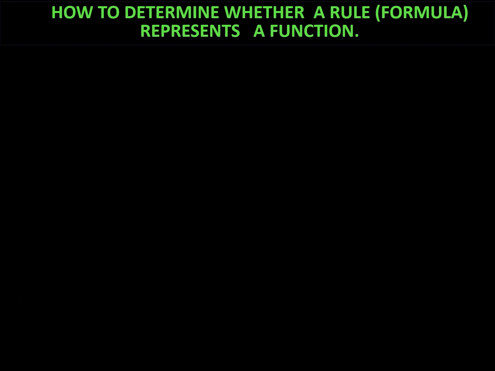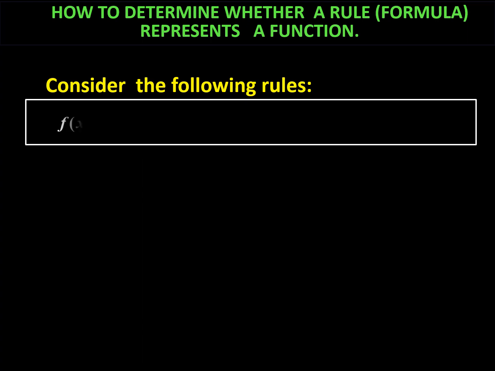Now we're going to look at a few rules to determine whether each rule would represent a function or not. Look at the first one. f(x) equal to the square root of x, where x is greater than or equal to 0. That means x can be any positive value. Let's input a positive value. Let's take an easy one first. 4, square root of 4, only one output.